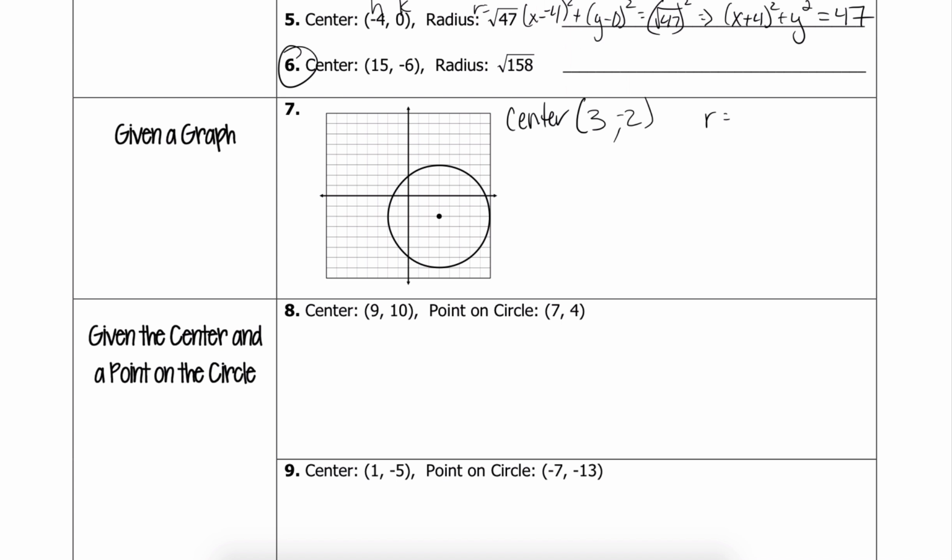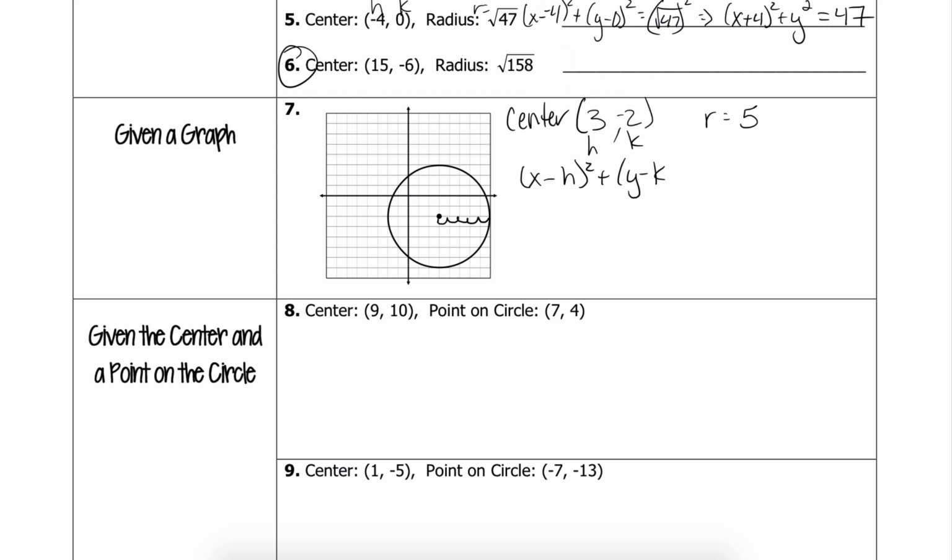Okay, now how big is my radius? All I have to do there is count. So if I go from my center to the outside of the circle, that's 1, 2, 3, 4, 5. That means my radius is 5. So now we know that the center is (h, k) for when I use my formula. I'm going to go ahead and write that formula down.